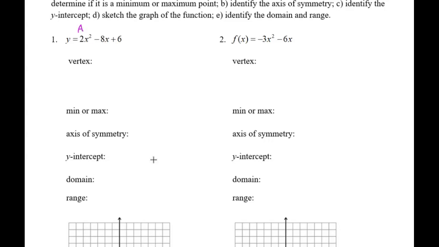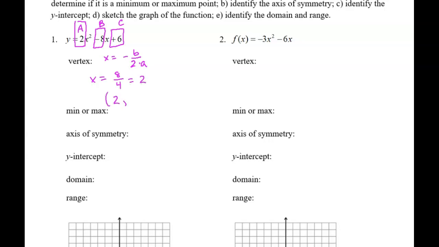So we've got a is 2. B is negative 8. Notice I put the negative with it. And c is positive 6. So if we want to find our vertex, we can show some work. We get x equals negative b, or the opposite of b, over 2 times a. So for our equation, the opposite of b is positive 8, and 2 times a, 2 times 2, is 4. And 8 divided by 4 is 2.